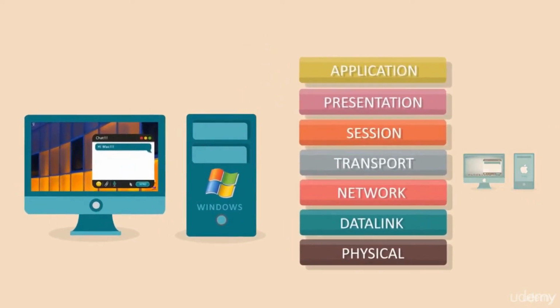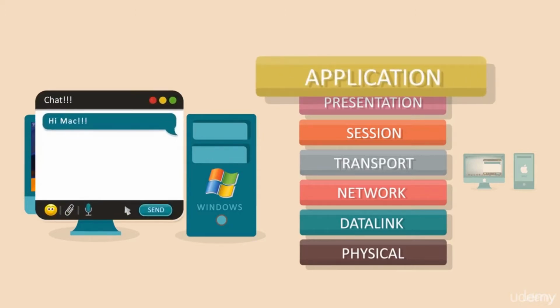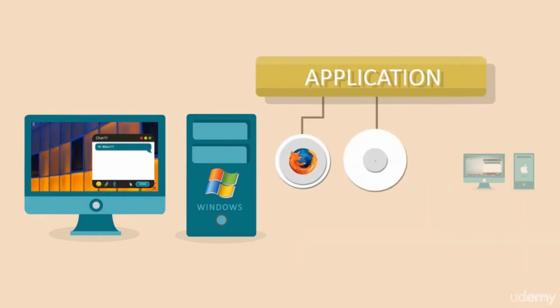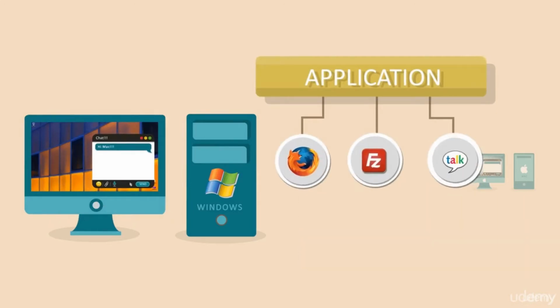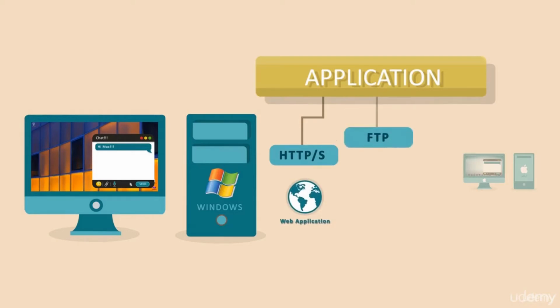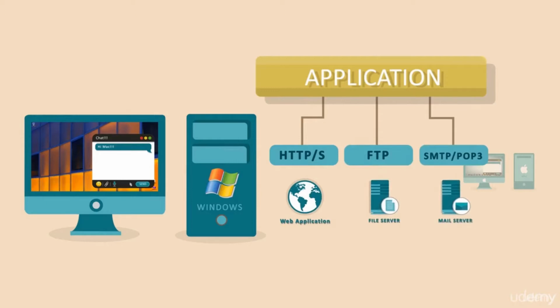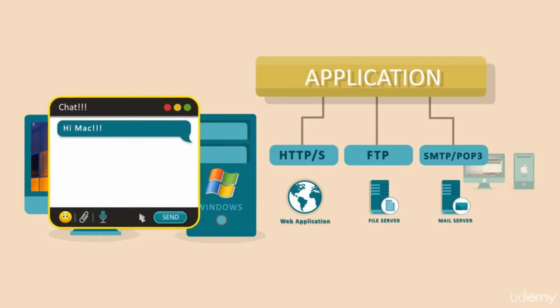Let us take a look at the user interface that allows the Windows system to chat with its peer. This is where the application layer plays its role, controlling the application that allows it to communicate, along with the UI's look and feel. The application can also be a browser, a file sharing program, or something else. As mentioned, this layer has its own protocols, such as HTTP and HTTPS for web applications, FTP for file sharing, and SMTP and POP3 for the sending and receiving of emails respectively. In this case, the application is the chat client.